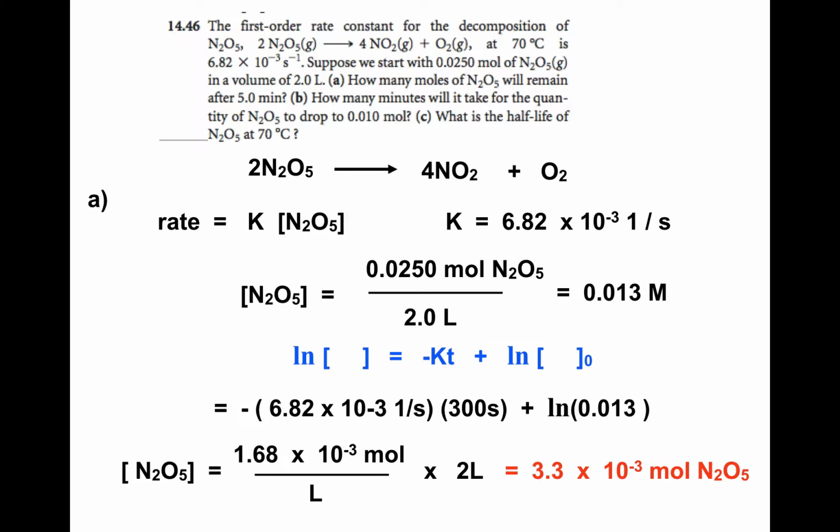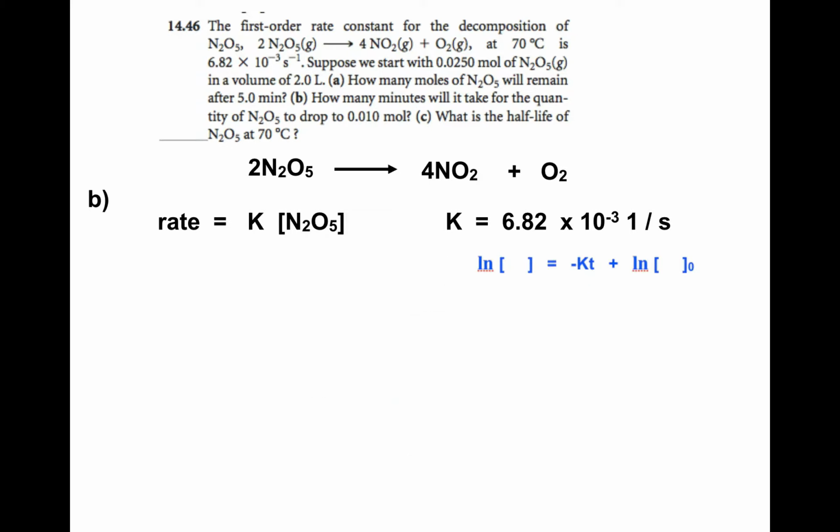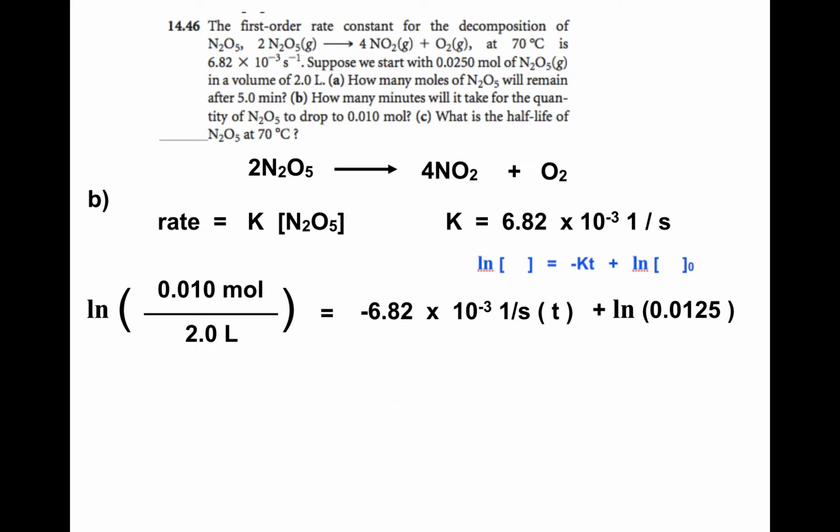B, how many minutes will it take for the quantity of dinitrogen pentaoxide to drop to 0.01 mole? All right, so I know what I want to get to and I know where I'm starting from. So divide by 2 liters and I can get what the concentration is at time t. I know what my initial concentration is.